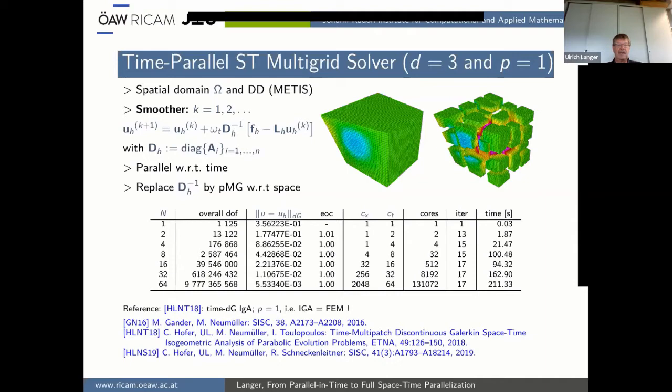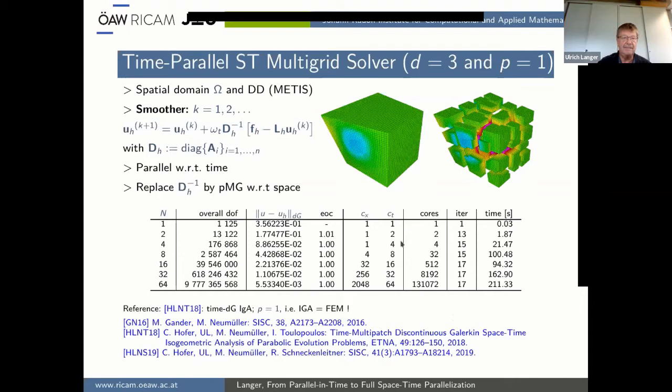If you do this, then you can design a solver that works for a large number of processes, for instance. So these are the results, the overall degrees of freedom up to 10 billion. These are the processes for the space and for the time, Cx and Ct. And the sum is the number of all cores you use at the end of the day. And this is the number of iterations, and this is the time. So you can solve such a problem in 211 seconds. And if you nest the iteration, what you should do in this way, then it's a few seconds you can do this. So this works.